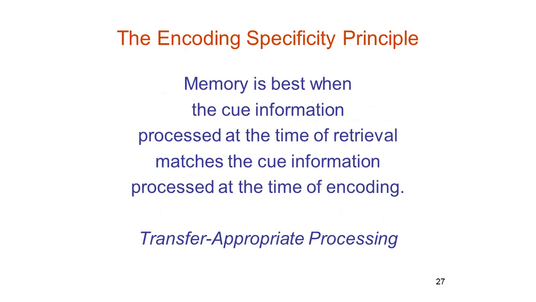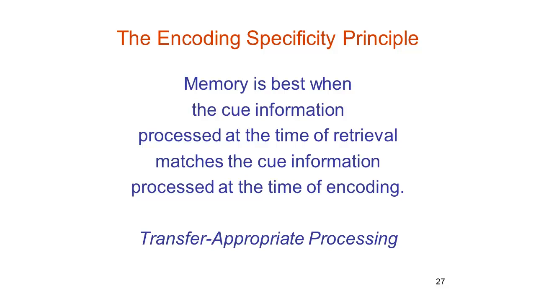Considerations such as this lead us to the principle of encoding specificity in memory. The encoding specificity principle states that memory is best when the information processed at the time of retrieval matches the information processed at the time of encoding. Put another way, memory of an event is a function of the degree to which the cues processed at the time of retrieval match or overlap with the cues processed at the time of encoding.